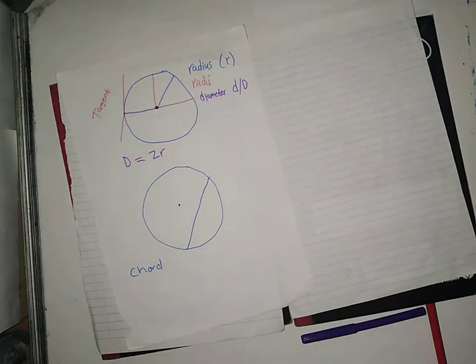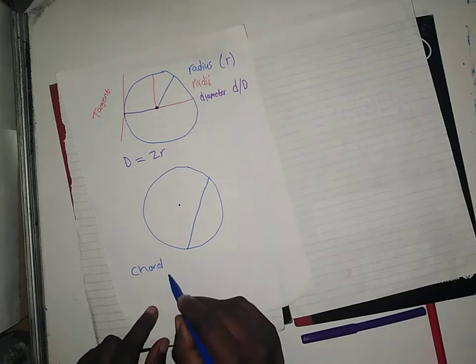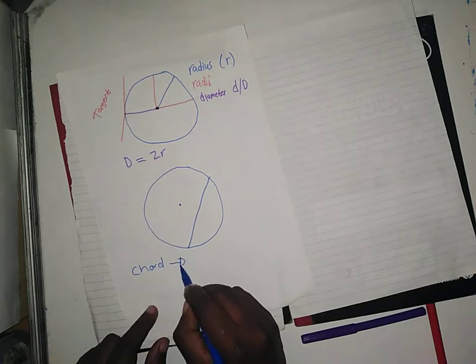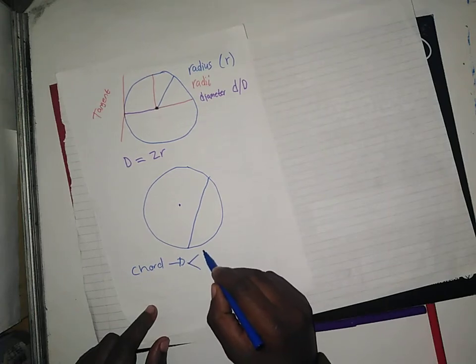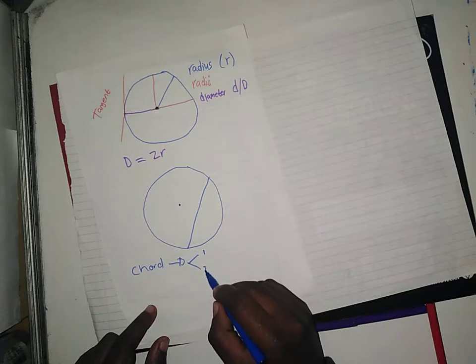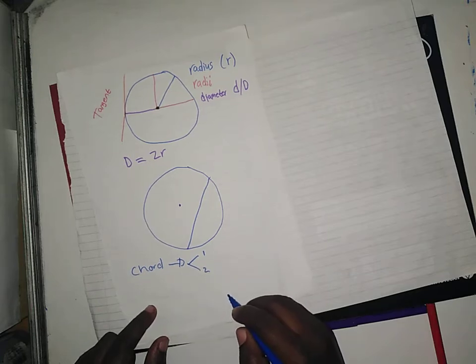Now, when you have a circle, ladies and gentlemen, and then you introduce a chord inside the circle, that chord will divide the circle into 2 parts. Now, what do we call those 2 parts? So you've got a chord, and then the chord will give you 2 parts. Part 1, and then part 2.